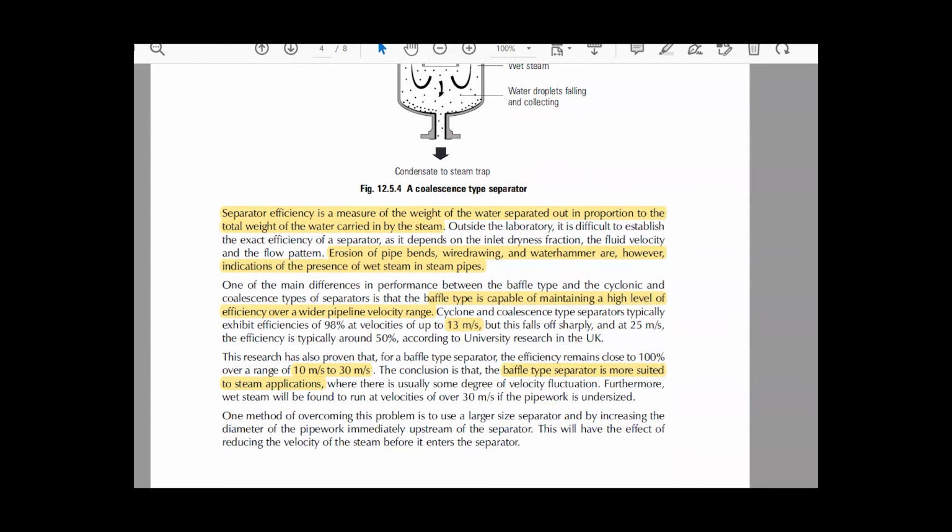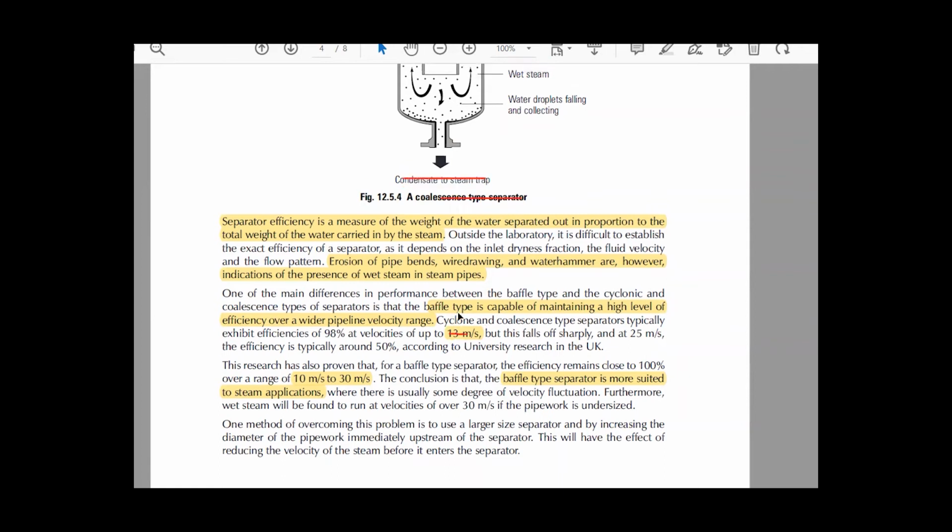So I can say I will use the Holocene type separator or cyclone when the velocity is less than 13 meters per second, and I will use baffle plates when the velocity is from 10 to 30 meters per second, because the efficiency of the cyclone and Holocene type separator is very, very low when the steam velocity is 25 meters per second. So the baffle plate is highly recommended for steam applications.